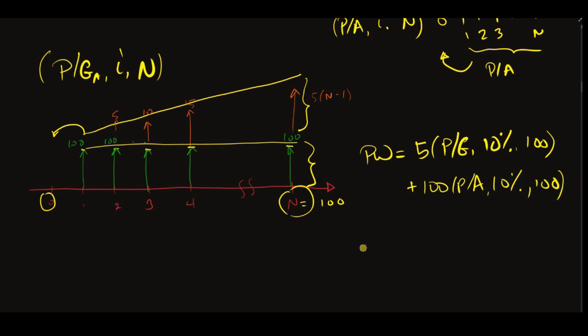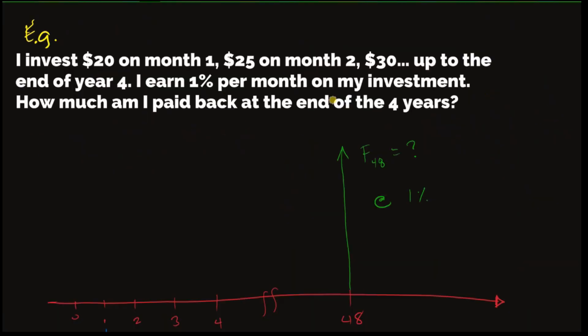And then that would be our present worth. So let's look at an example. Let's say I'm going to invest $20 and then $25 and then $30 and so on every month for 4 years. I'm going to make 1% per month on this investment, and I want to know how much am I going to be paid back at the end of 4 years.